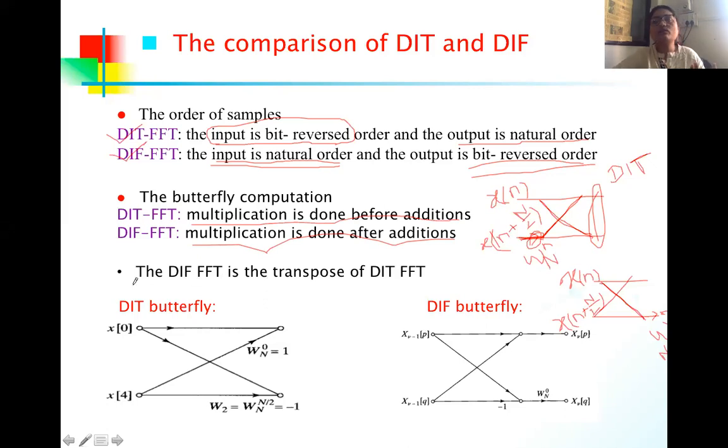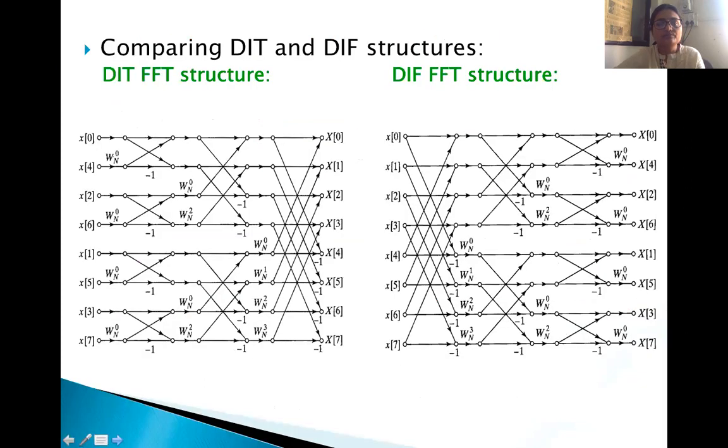And these are the vice versa. DIF is the transpose of DIT algorithm, right? So these two algorithms are complementary to each other. So DIF algorithm is the transpose of DIT algorithm. So these are the important points, the comparative points between DIT and DIF algorithm, right? I hope you all have understood this.